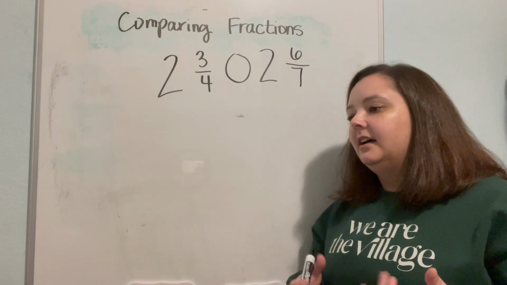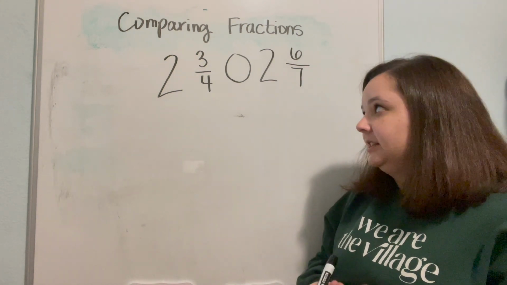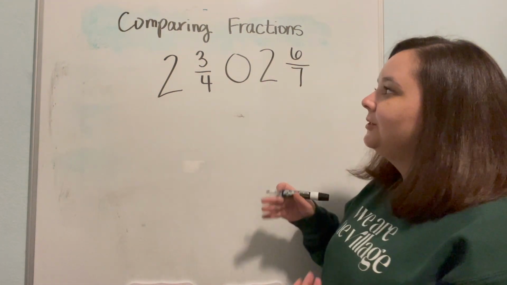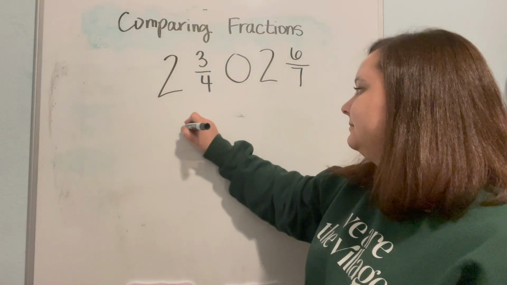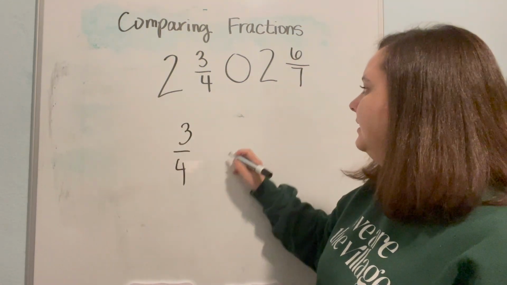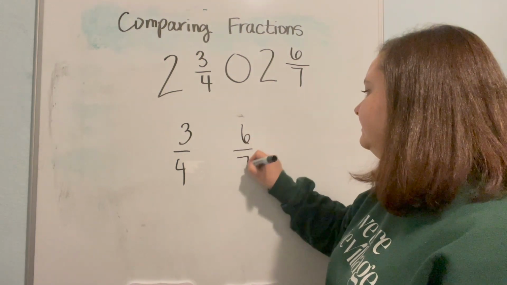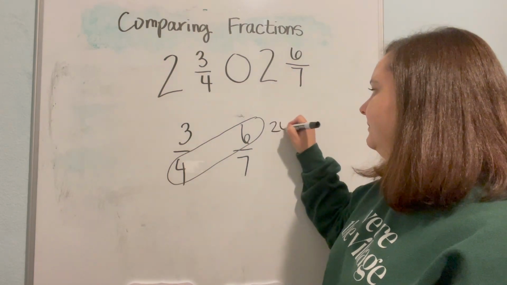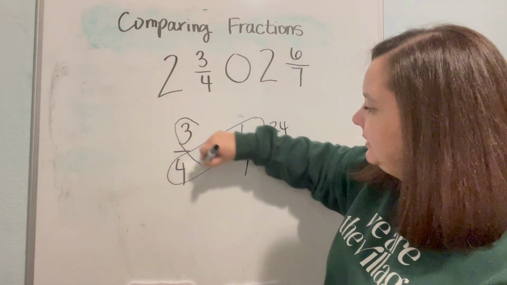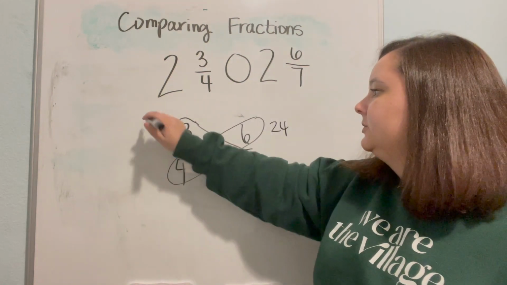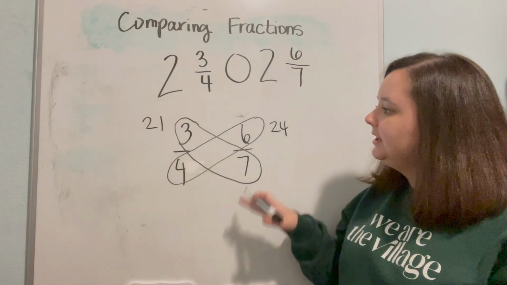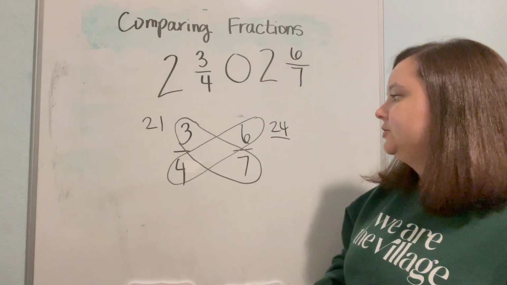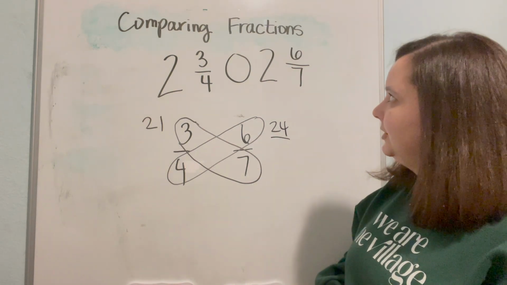So either using models or by using the cross multiplication strategy. So I'm going to use cross multiplication because it's a little bit faster. So I have 3/4 and I have 6/7. I'm going to multiply 4 times 6, which gives me 24. And I'm also going to multiply 3 times 7, which gives me 21. Now looking at my two numbers that I have here, I have 21 and 24. 24 is greater than 21, so that tells me that 6/7 is greater.